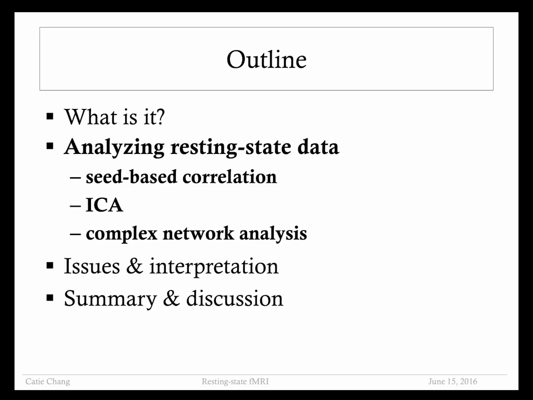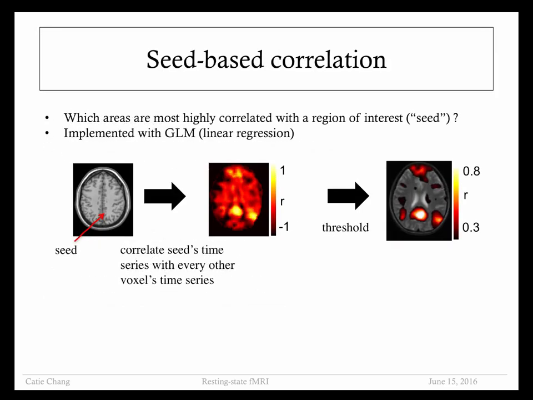This is a very straightforward, very popular method, and the idea is to look for areas that are most correlated with a specific region of interest, which we call the seed. And so the way this works is that you'll choose a seed, and you'll take its time course over the scan, and you'll correlate that with the time course from every other voxel in the brain, and you can visualize the strength of each voxel's correlation with the seed on a map. So the bright regions are the ones highly correlated to our chosen seed region. And then we can statistically threshold it to get to the areas that are significantly correlated.